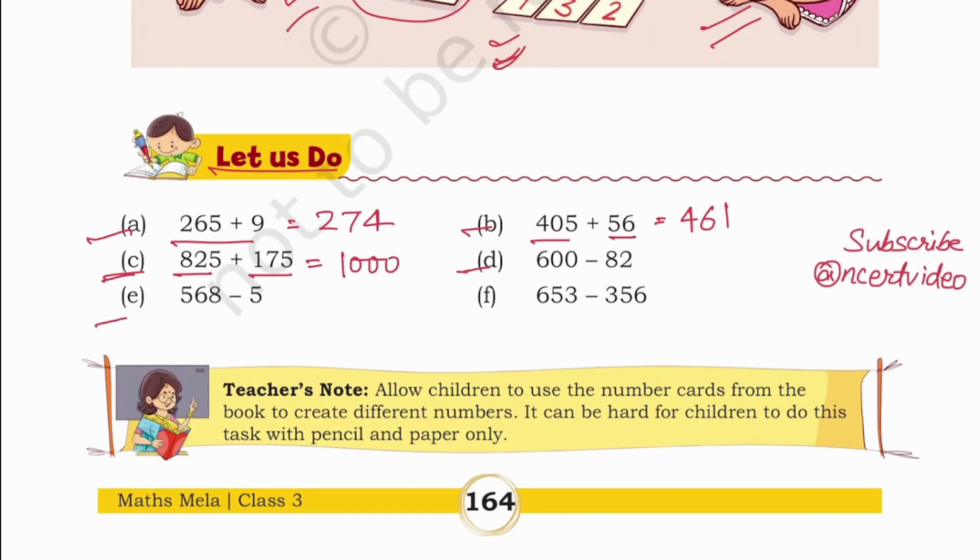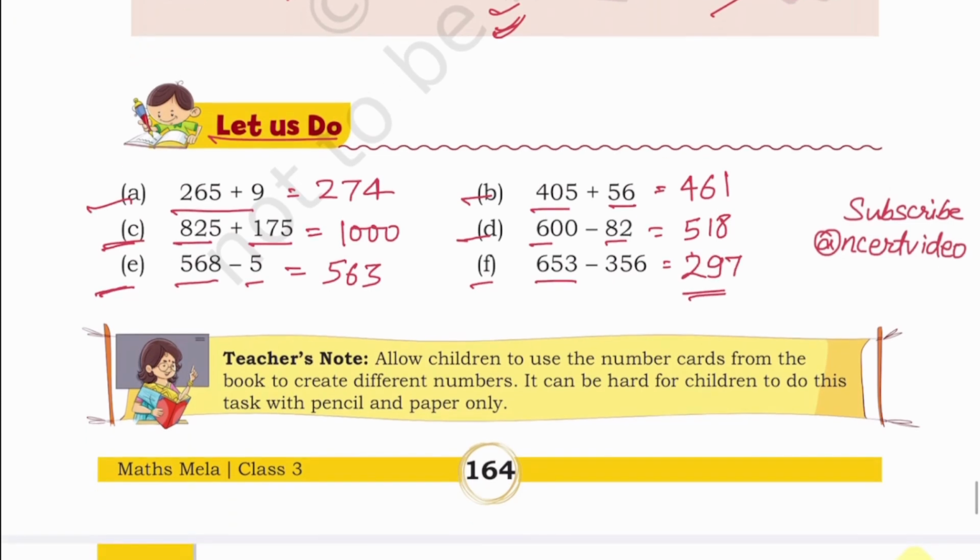Similarly, D. 600 minus 82 is equal to 518. E. 568 minus 5, that is 563. F. 653 minus 356, that is 300. 3 subtracted from 300, that is 297. Kindly check your answer. Do by any method, number line, box, or using notes.